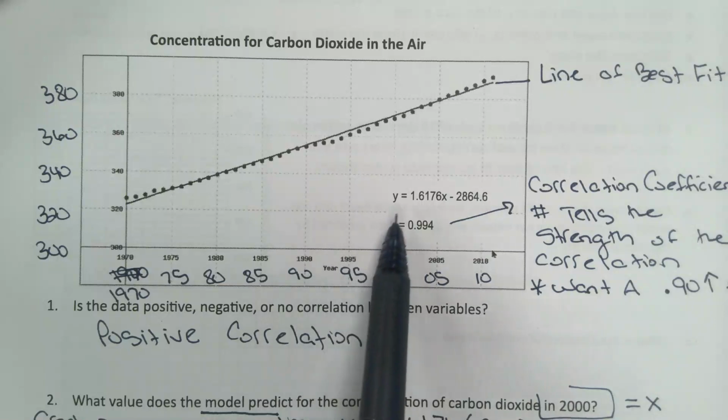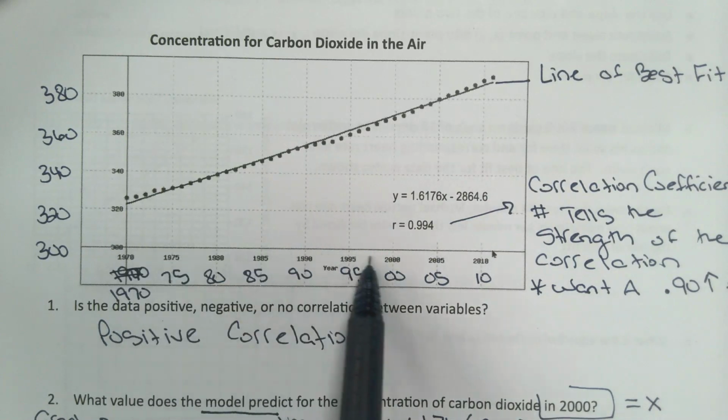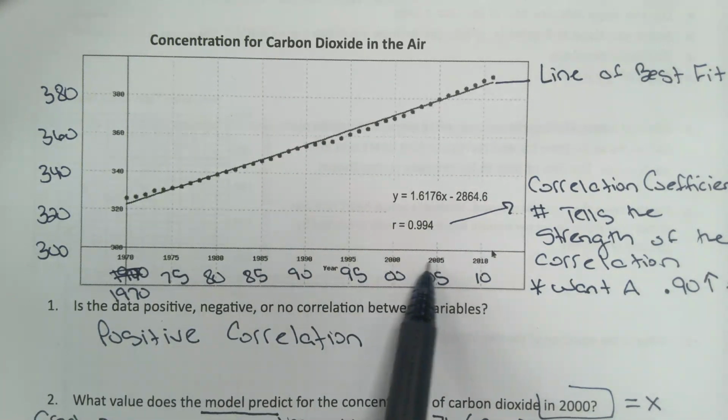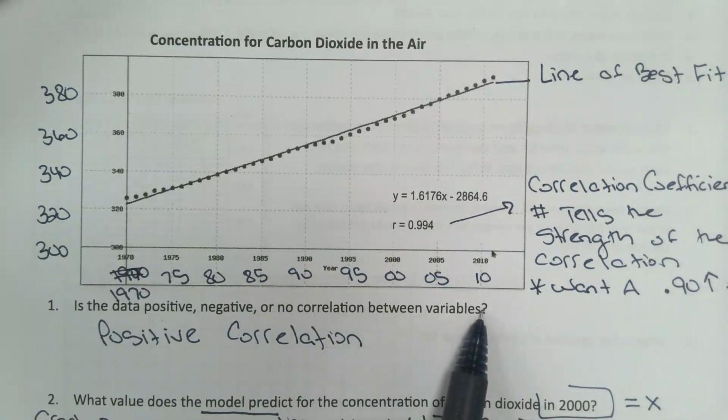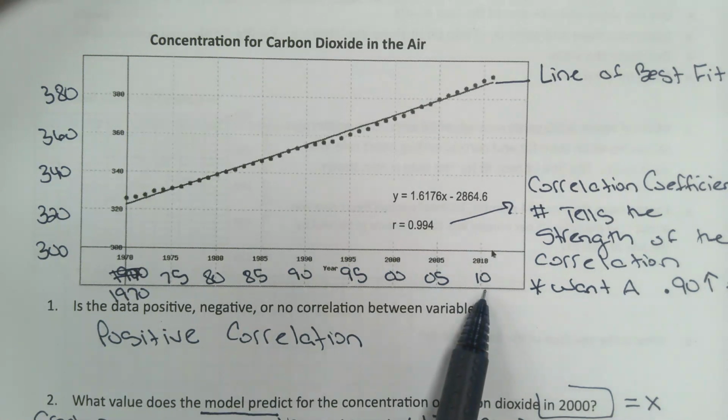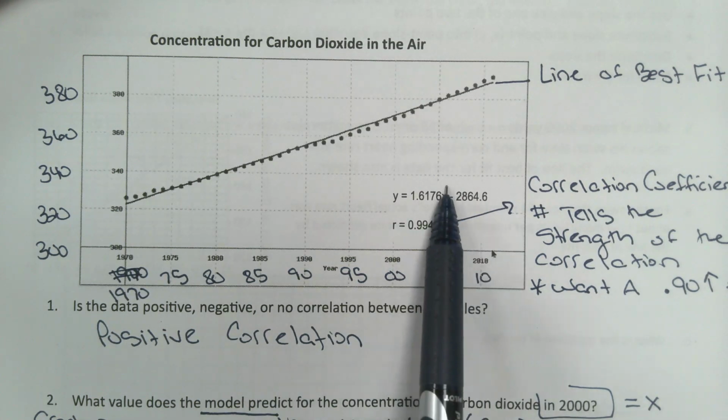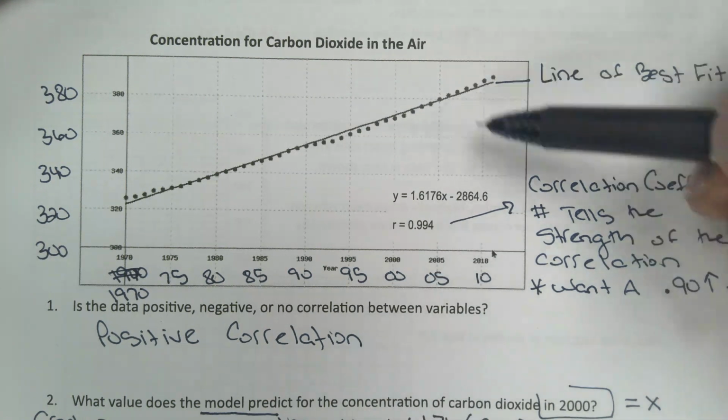So the graphs and the equation work really well when we want to, it's called interpolate the data. So if you wanted to find data at any point between the year 1970 and the year 2010, this does a fantastic job of that.